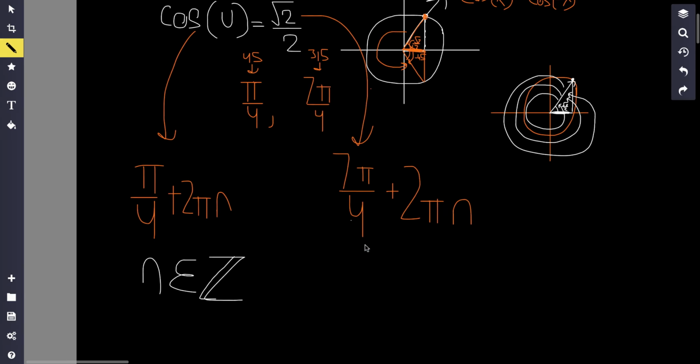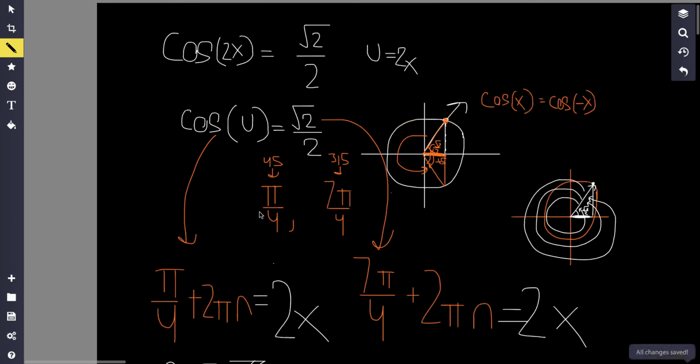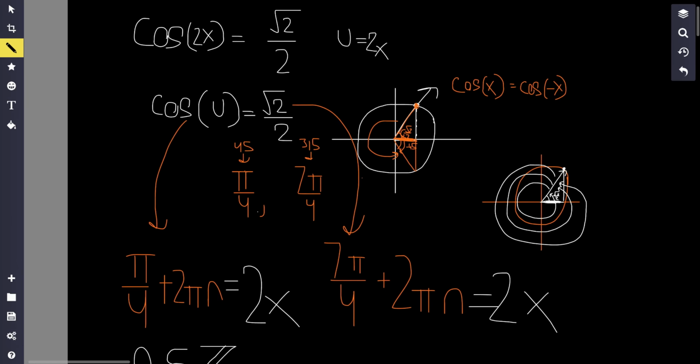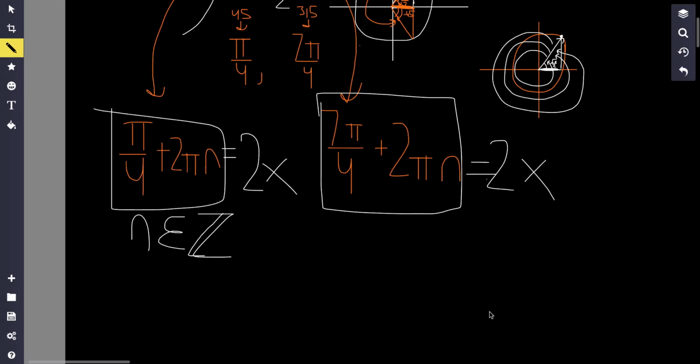Okay, now what I'm going to do is set this equal to 2x. Remember, the whole reason we did the substitution in the first place is because now we can resubstitute it back. We found out what u values work out for this answer. u can either be this or u can be this. But we know that u is equal to 2x, so we can set these two things equal to each other and now solve for x.